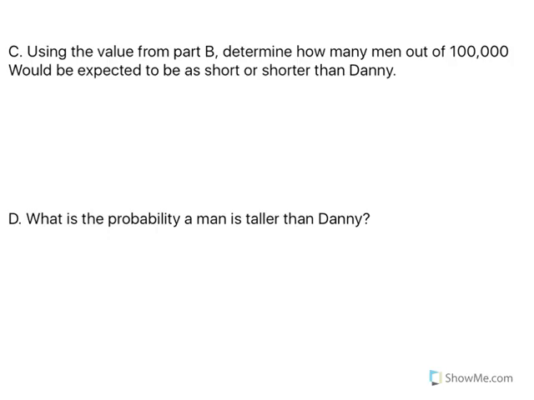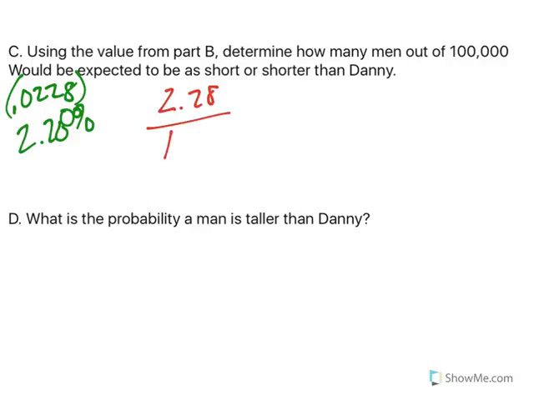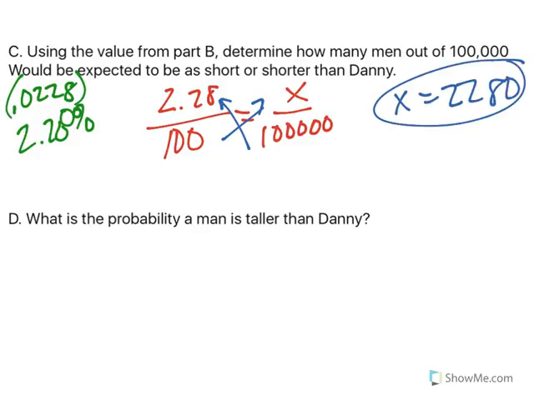Now using that, we know that 0.0228 was our answer from part B, or 2.28%. How many men out of 100,000 would be expected to be as short or shorter than Danny DeVito? Now there's two different ways to do it. If you think about this as 2.28%, you can do a proportion. 2.28% out of 100 would be X out of 100,000. We know how to solve proportions, right? We cross multiply, and we would get 2,280 men.